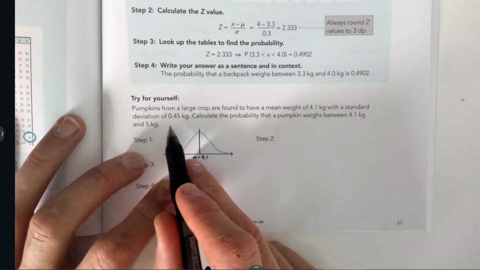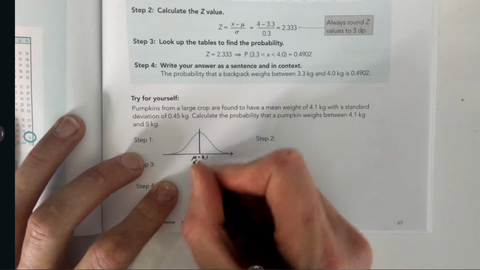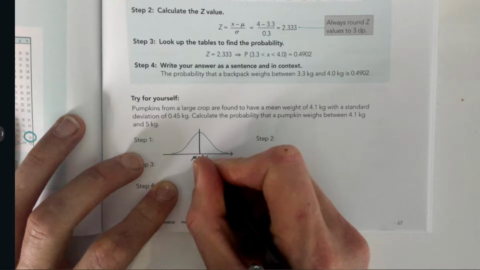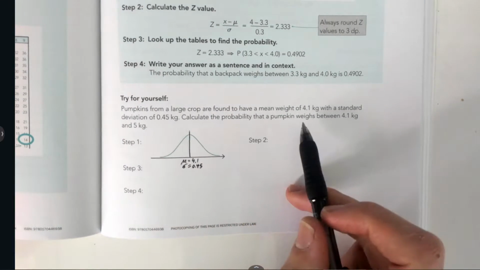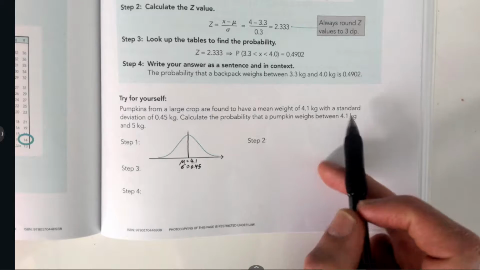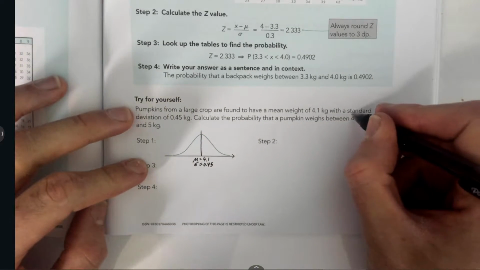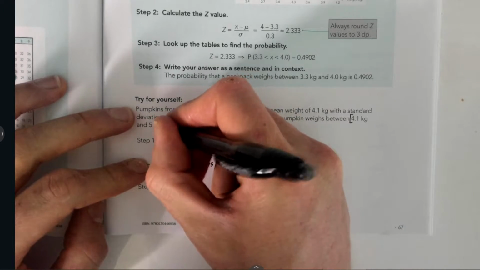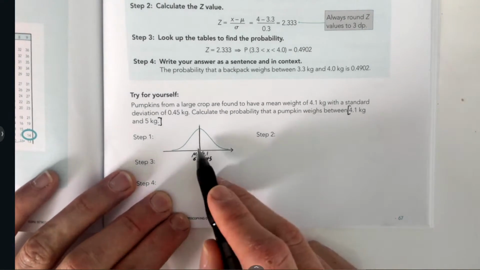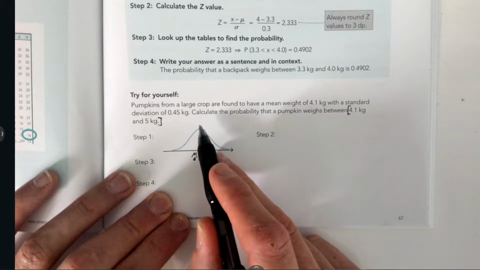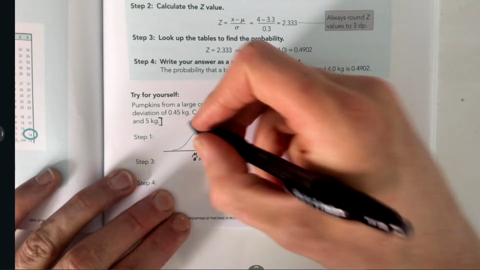With a standard deviation of 0.45, I kind of like putting this down here as well, but you don't really need to. You could just highlight it or something. Calculate the probability that a pumpkin weighs between 4.1 kg and 5 kg. Between here and here. Okay, so where is 4.1 kg? This one's really convenient because it happens to be right in the center, so it's from the middle over to 5 kg, so 5 kg is going to be to the right.